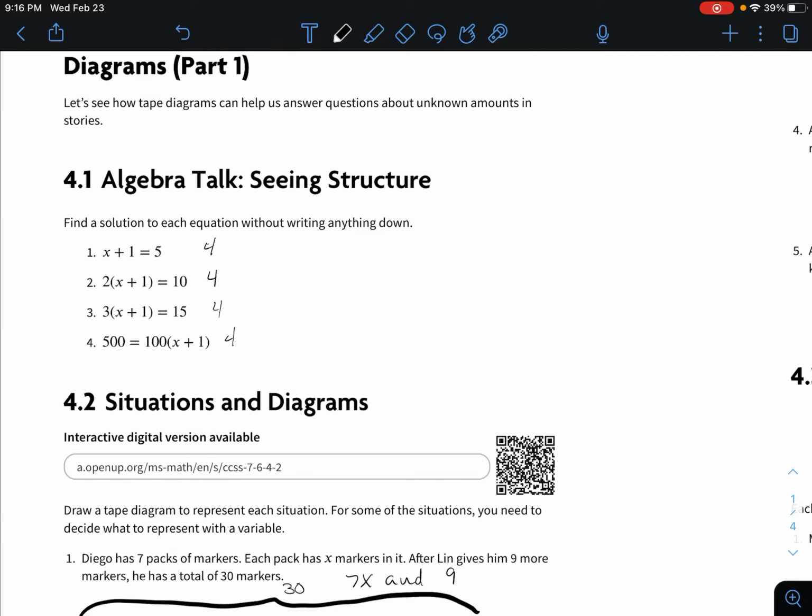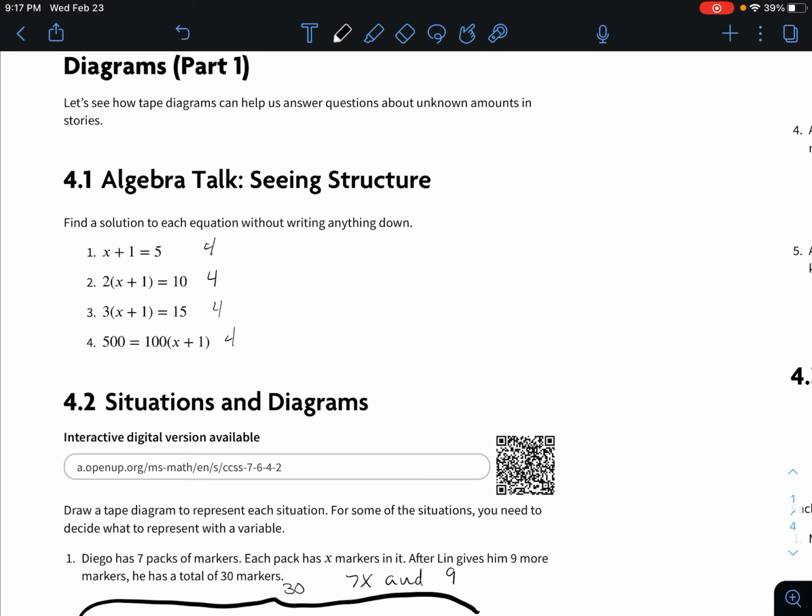All right, we're going to look at Open Up Resource, Unit 6, Lesson 4 and 5. So we're continuing on with those tape diagrams, looking at how you can represent story problems with the tape diagrams and what the variable means from the story problem, what you're trying to solve for. Okay, to start off, algebra talks, seeing structures, so find a solution to each equation without writing anything down.